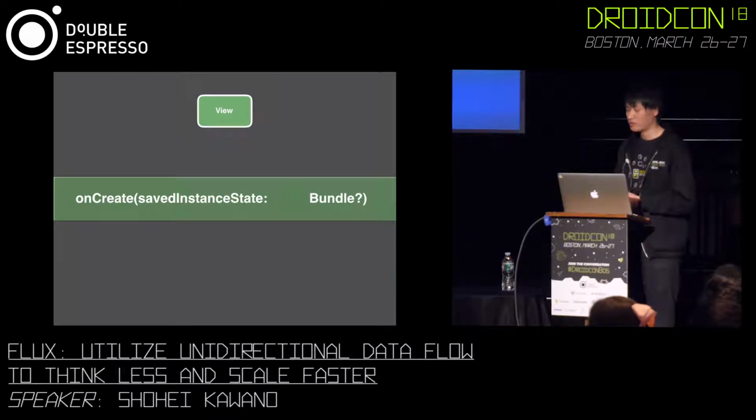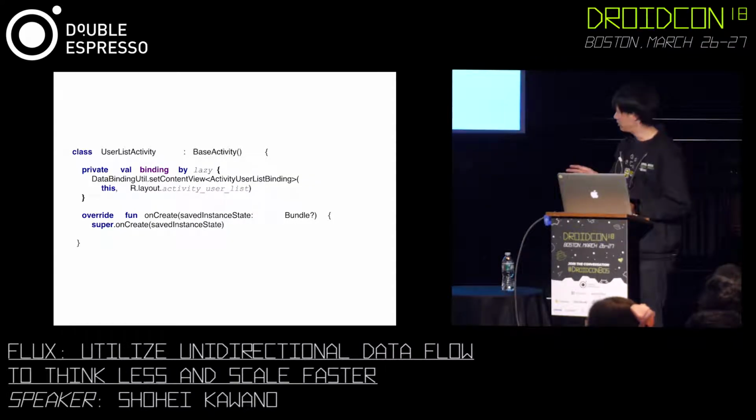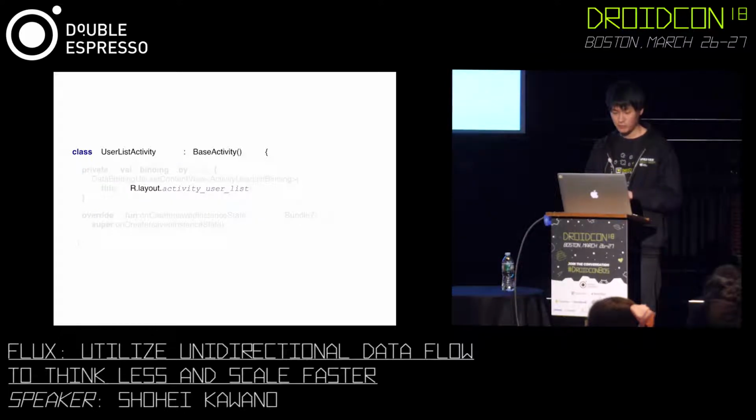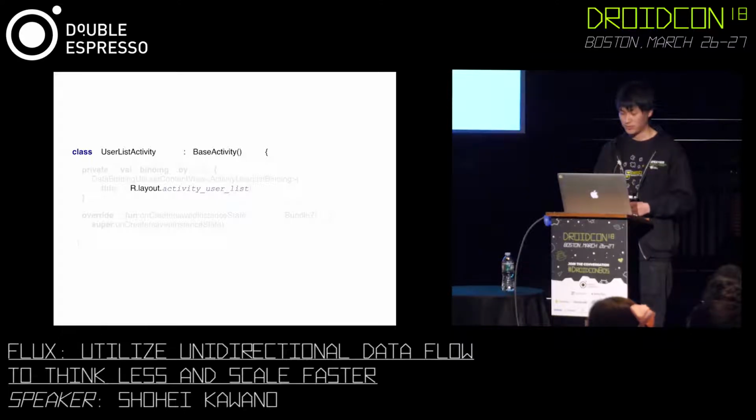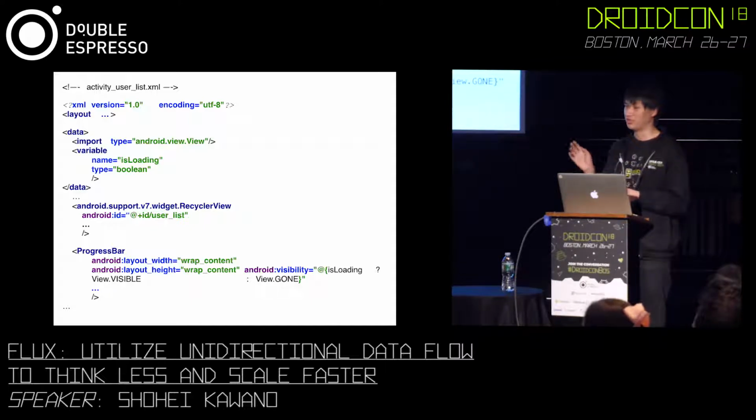So let's say in our example, we have an activity and we need to implement onCreate. This code is an activity for showing a list of users, and we use data binding to bind the layout. So let's see what's inside the layout file first. This is the XML file. We have a variable declared, isLoading, with a Boolean type, and we have a recycler view and a progress bar. Notice that the visibility of the progress bar toggles based on the isLoading value.